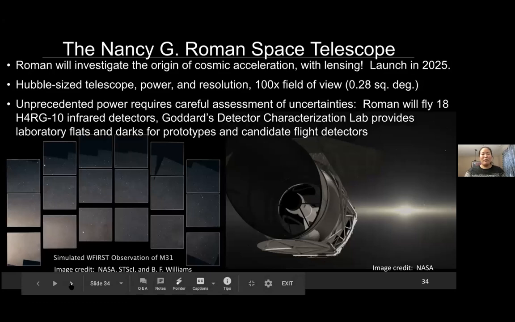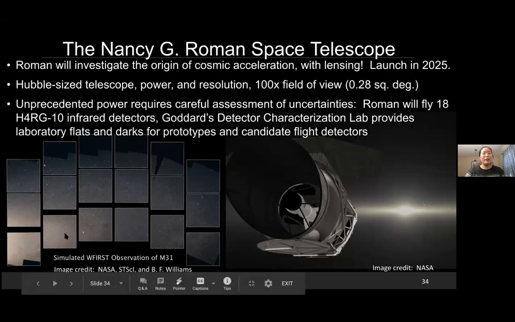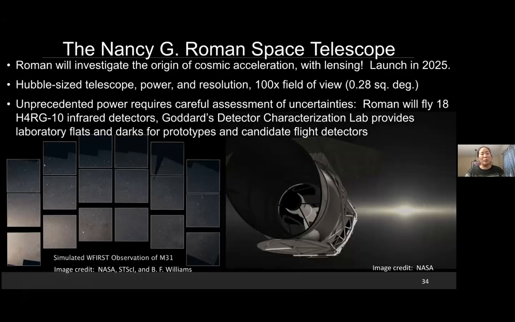All right, so I don't have time really to talk about the Roman Space Telescope, but it's going to be really exciting. The launch is in 2025. And it's about 100 times the field of view of Hubble. And this is a figure showing the 18 near-infrared detectors on the focal plane. It's a total of 0.28 square degrees in the sky. So we're going to be able to image a lot more than, for example, Hubble in a relatively short period of time.